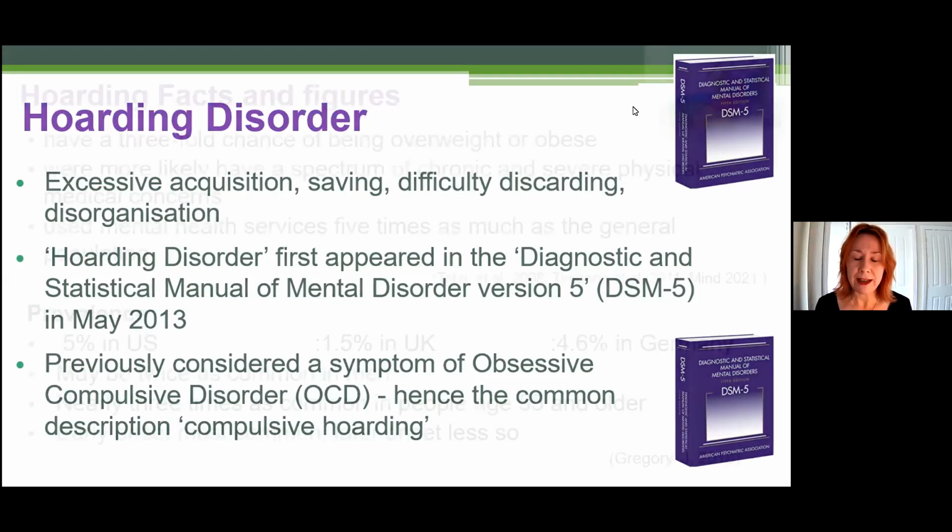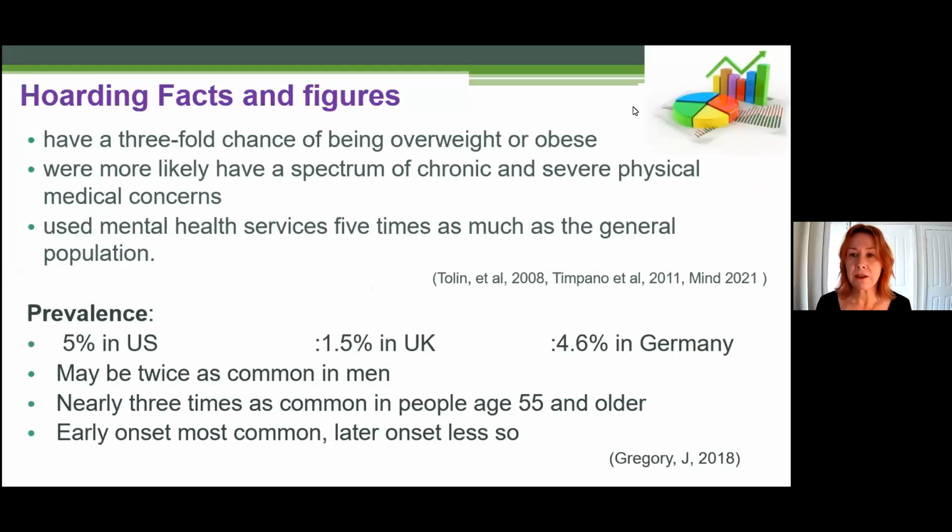So, hoarding facts and figures. We know that studies have consistently, so I've got studies here from 2008, 2011, and right up to date this year from Mind, highlighted that people with hoarding tendencies have a threefold chance of being overweight or obese. They're more likely to have a spectrum of chronic and severe physical medical concerns. And they've used mental health services 5 times as much as the general population. So there's lots of layers of vulnerability there.